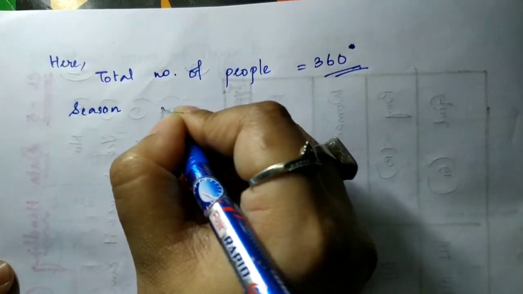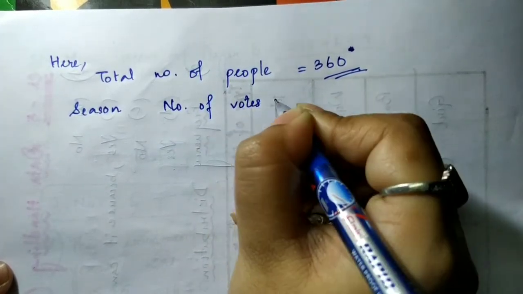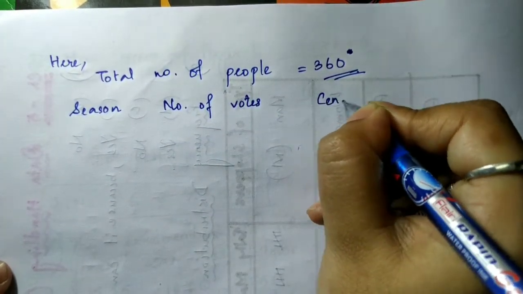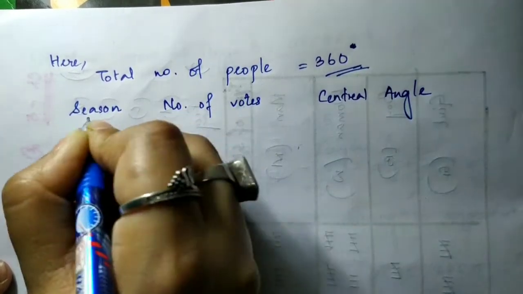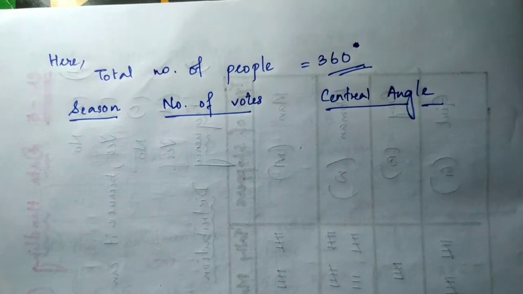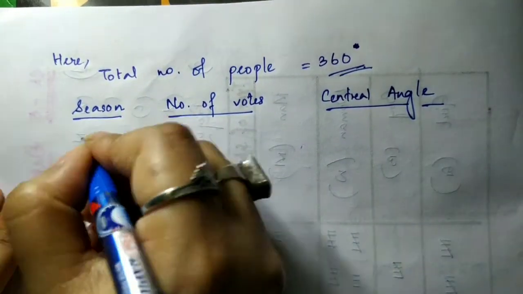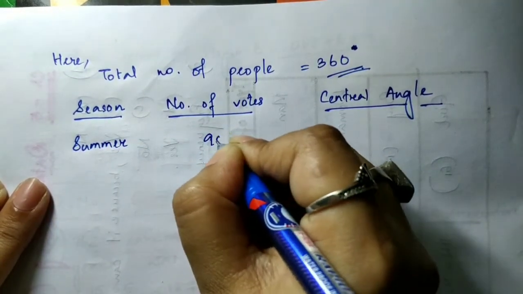Season, and the next column is number of votes. These two come from the question itself, and the third one that I will add is the central angle, which you have to calculate whenever you have to make any pie chart. Now summer, the number of votes is given as 90. Now how do you calculate the central angle?